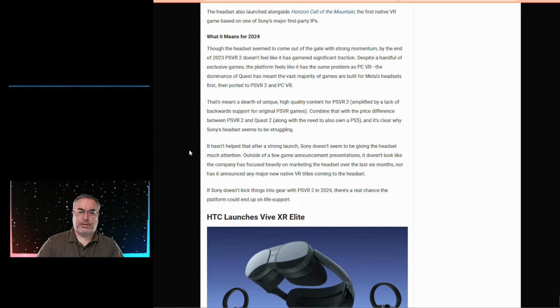It says, though the headset seemed to come out of the gate with strong momentum, by the end of 2023, PSVR 2 doesn't feel like they've garnered significant traction despite a handful of exclusive games. The platform feels like it's the same problem as PC VR. The dominance of Quest has meant that the vast majority of games are built for Meta's headsets first, then ported to PSVR 2 and PC VR. This is the problem.